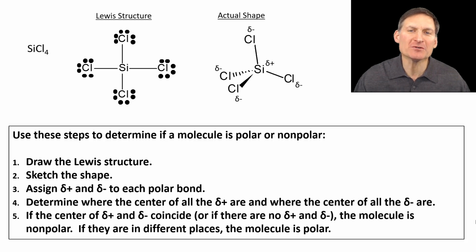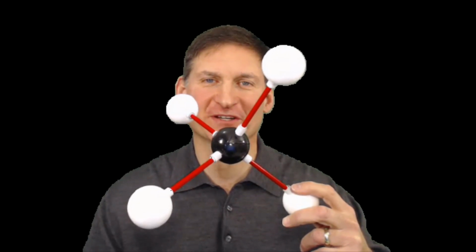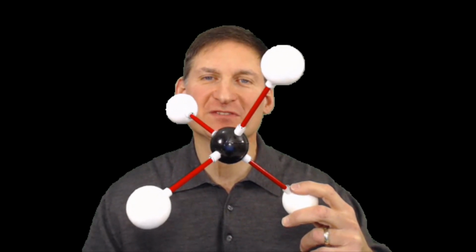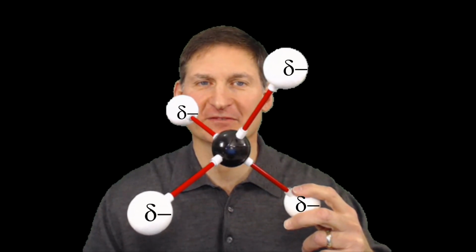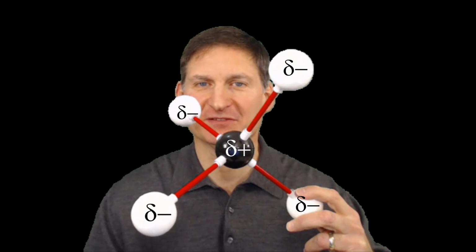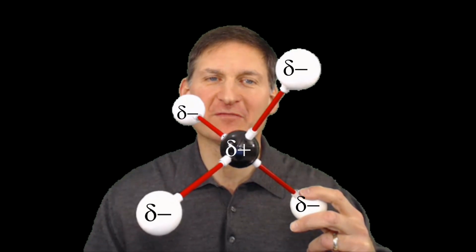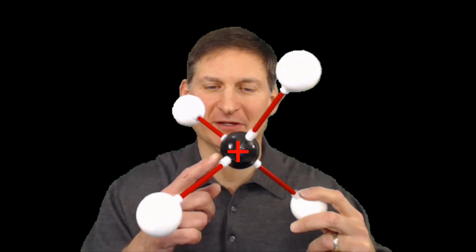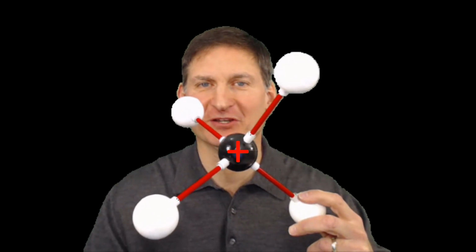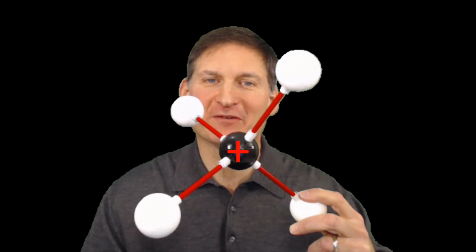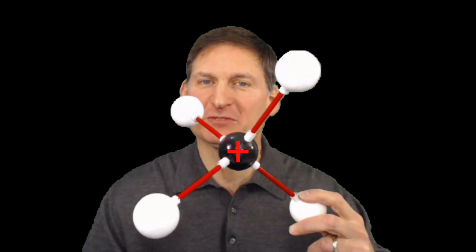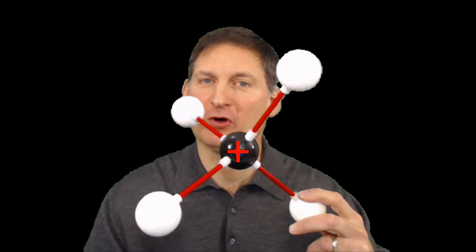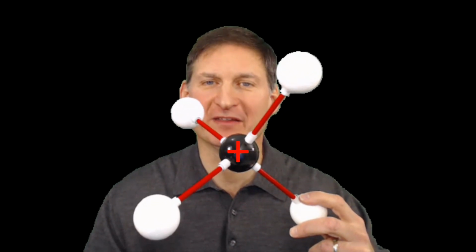Now, since this is our first true 3-dimensional molecule, I think it would be helpful if I showed you a model. Here's a model of silicon tetrachloride. As we've seen, each chlorine is partially negative, and the silicon is partially positive. Determining the center of positive is pretty clear. It's right here, since silicon is the only positive. But to determine the center of negative, it helps to have some good spatial visualization.